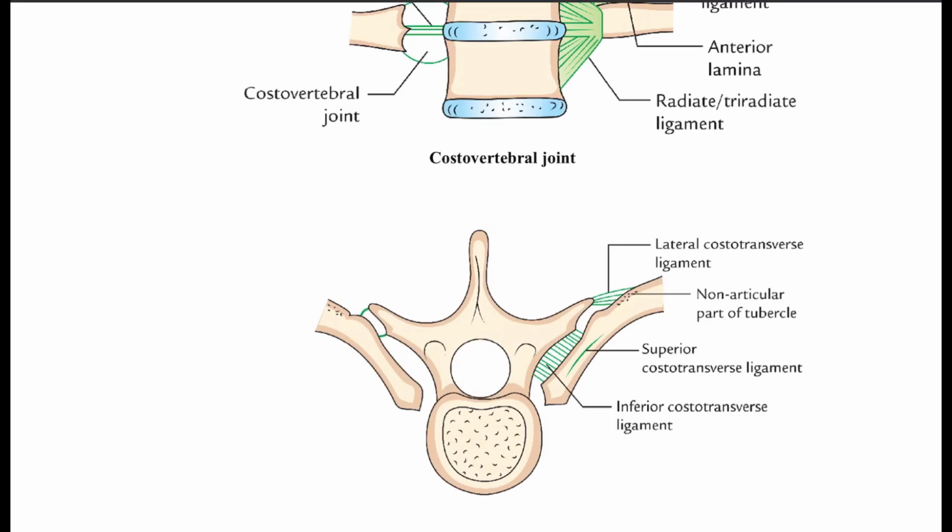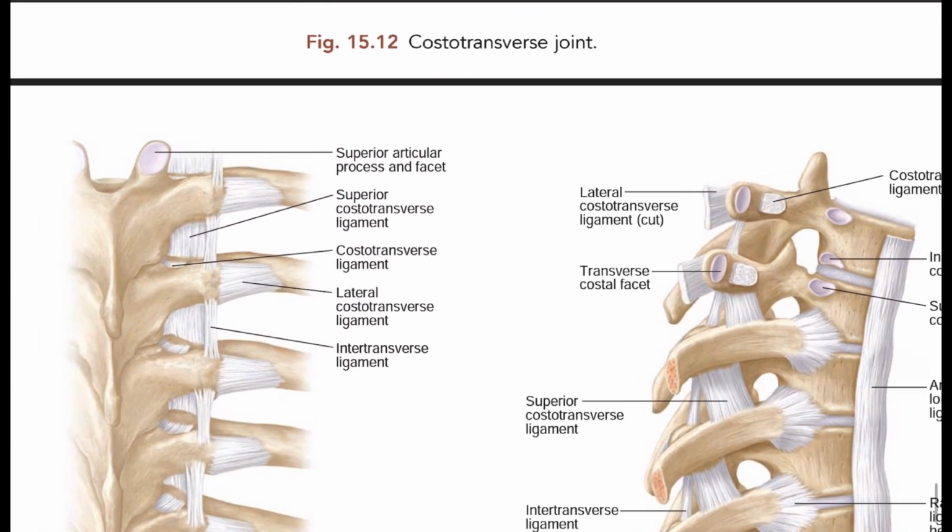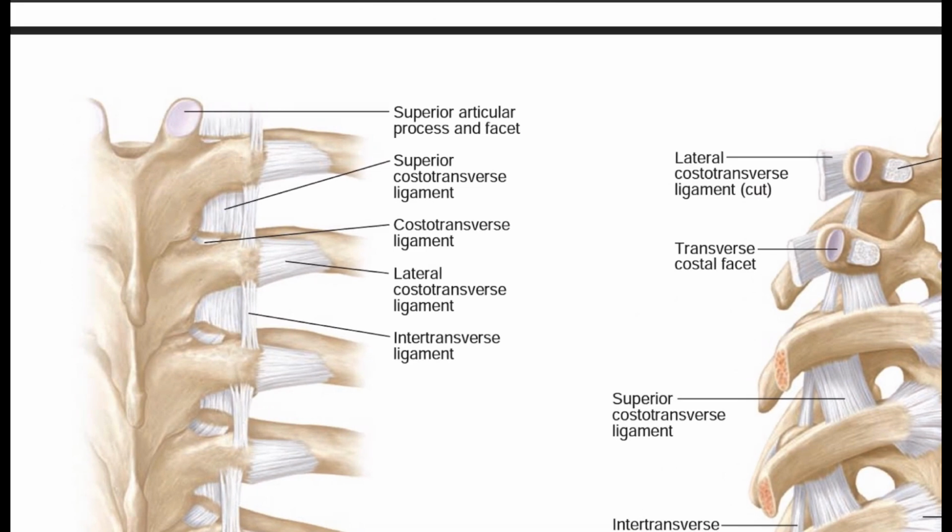There are 4 ligaments present in the costotransverse joints. See, the superior costotransverse ligament here, near the superior articular process, and the intertransverse or inferior costotransverse ligaments, and the lateral costotransverse ligament.